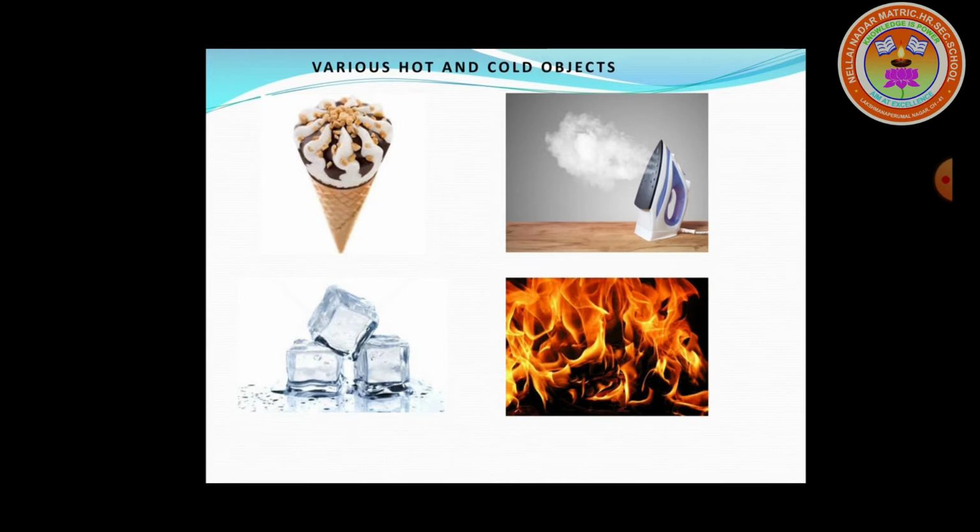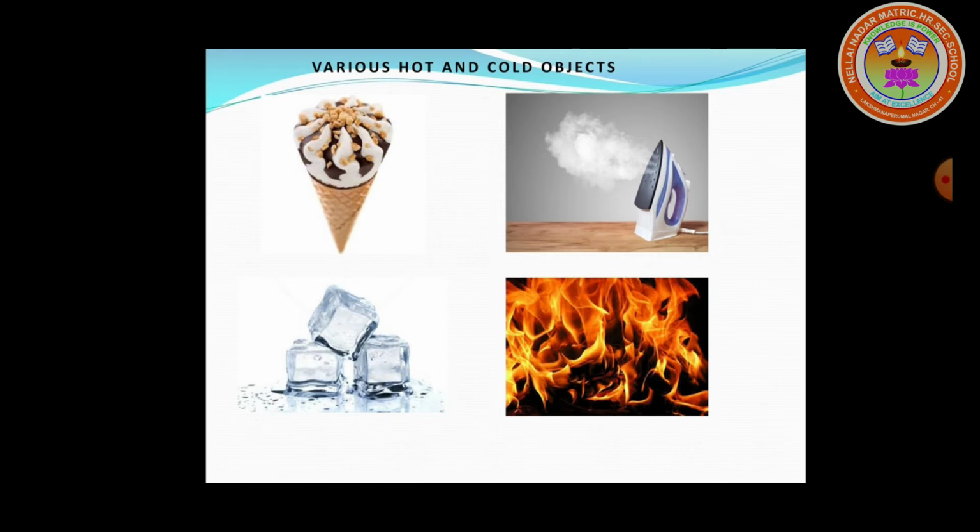Look at the figures, students. Identify which of these objects are hot or cold. The figures given are ice cream, hot iron box, fire and ice cubes. So you know the answers, isn't it? Ice cream and ice cubes are cold. Then the hot iron box and fire both come under the category of hot.